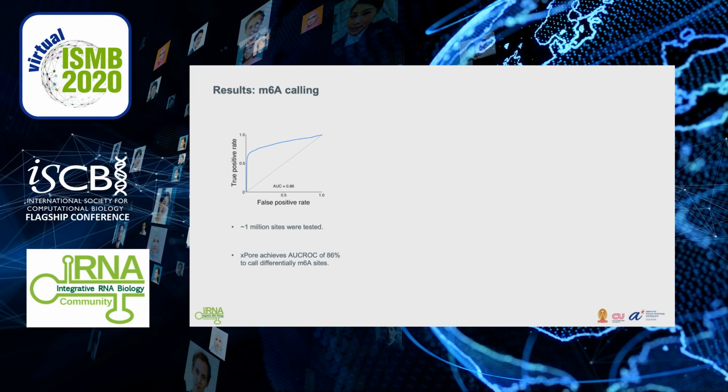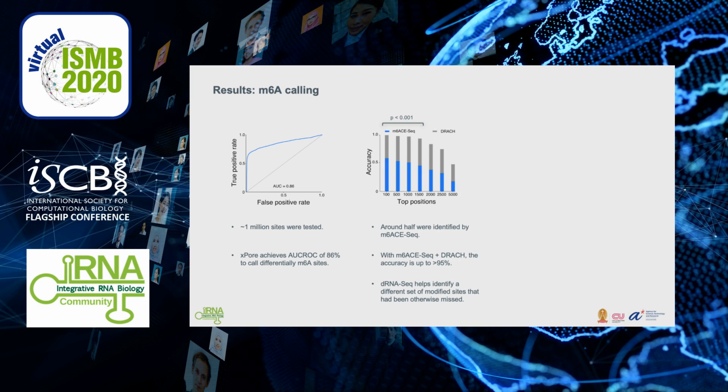Let's look at the accuracy in the top positions ranked by Explore. At the top significant 1,500 sites, half of them were also identified by M6A-CE-seq, and almost all of the rest are DRACH motifs. What is this telling us? It is telling us that direct RNA sequencing helps identify a different set of modified sites that had been otherwise missed.